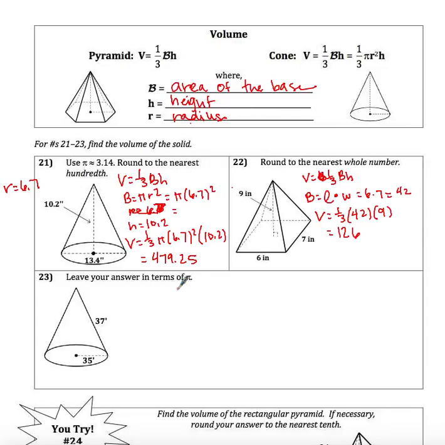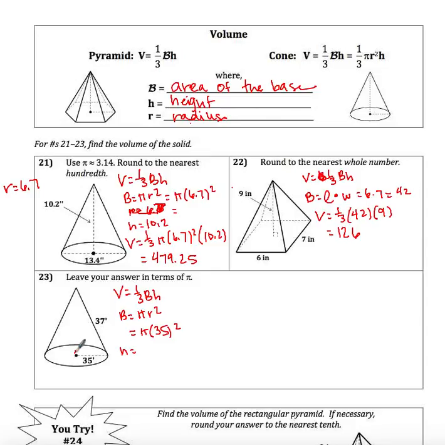All right, for number 23, it's a little bit more difficult. And so it asks us to leave our answer in terms of pi. So for our shape, we notice that it's a cone, which means that we're going to use the volume equals 1/3 big B H. And so we need to remember that big B is going to be equal to pi r squared. And so we need to know what our r is. So our r is going to be 35. So that's going to be pi times 35 squared. Okay, our h is going to be our height.